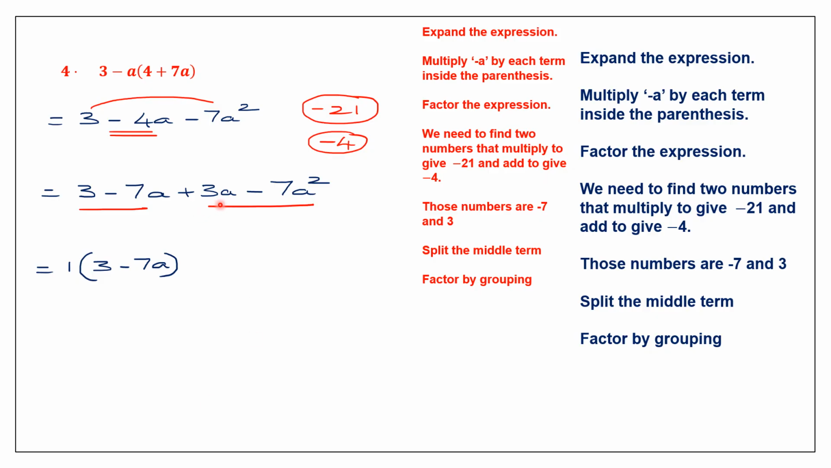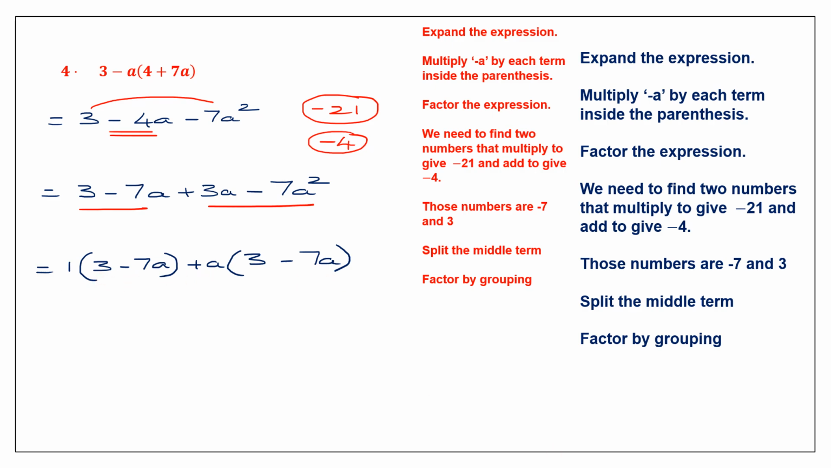In the second group, we have 3a minus 7a square. What is common is only a. Only a is common, so we'll write that as it is. So plus a, and in brackets we have 3, because a into 3 is 3a, and minus 7a square, so minus 7a. So here what do we have? 1 plus a and 3 minus 7a, that's common.